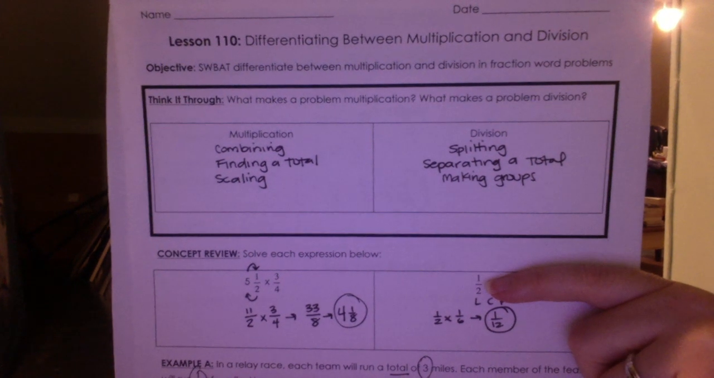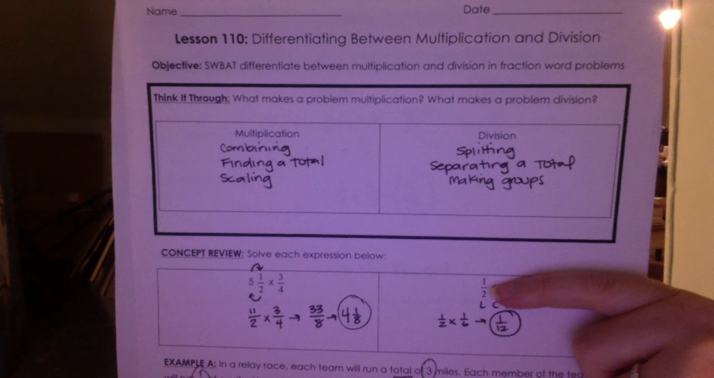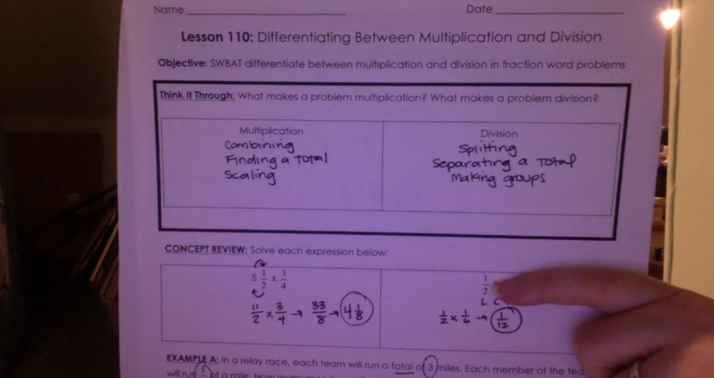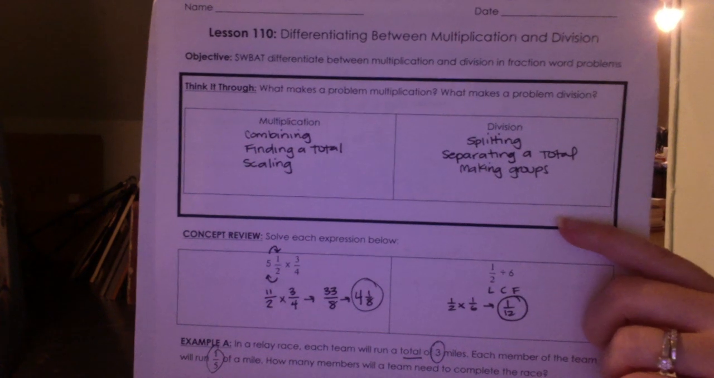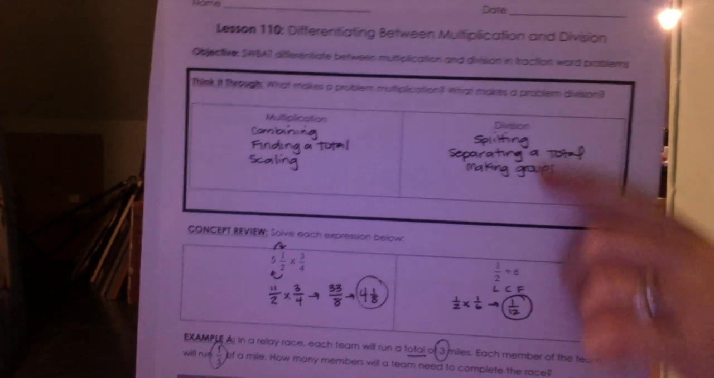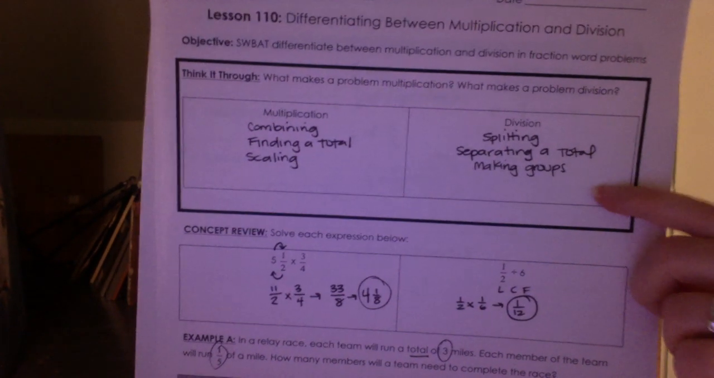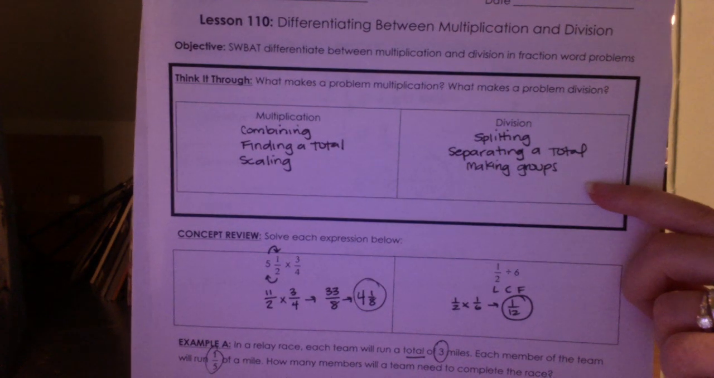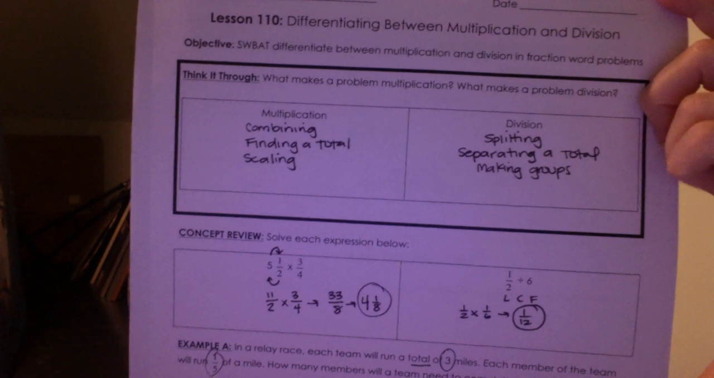Anytime you're combining something or finding a total or scaling it down to a fraction of its size, that's multiplication. On the other hand, division is splitting something up or separating a total. In this case, you already have the total and you're splitting it up. In the case of multiplication, you don't know the total and you're finding it. Division's also making equal groups. So if you know the total and you want to split it up into equal groups, that's division.